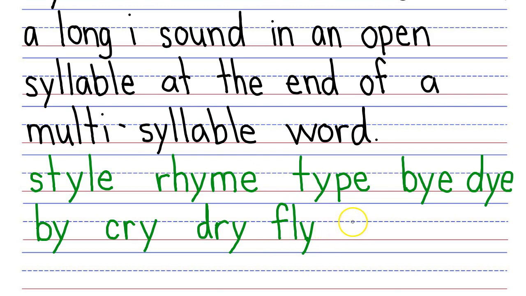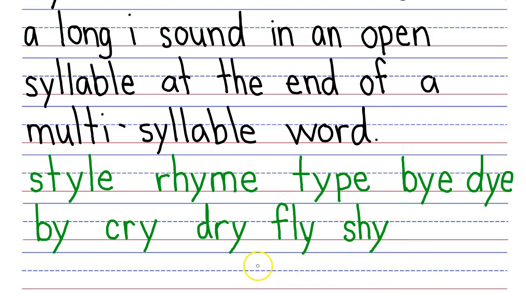Next word, shy. We have the SH phonogram that says sh. The vowel letter Y is at the end of an open syllable, which is just a syllable that ends in a vowel. And so the Y says its long I sound, I. Sh, I, shy.